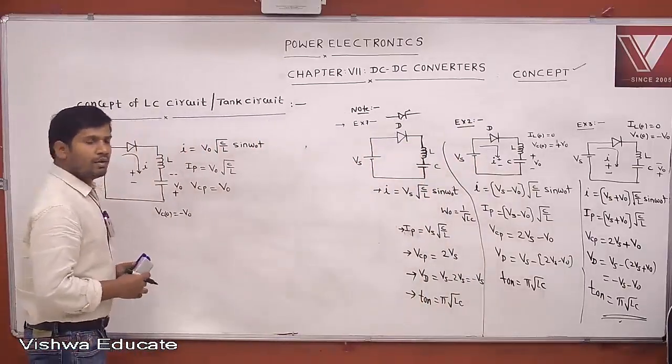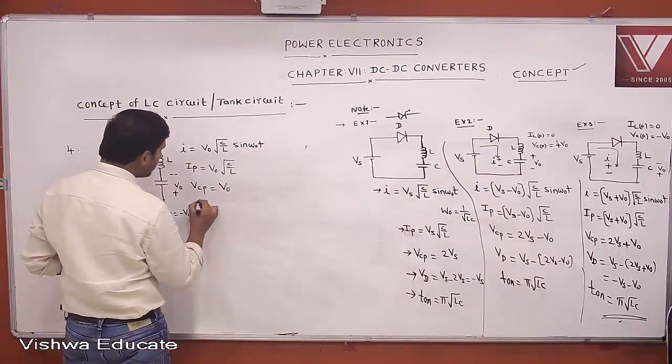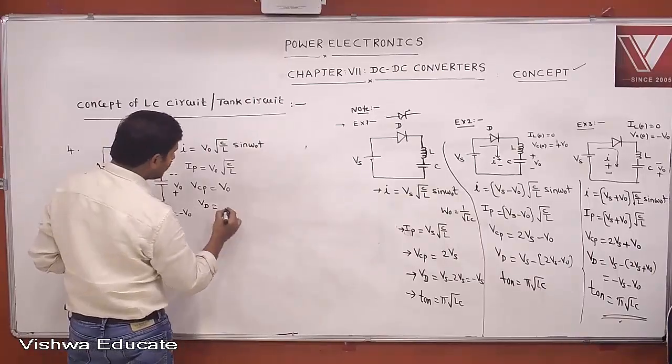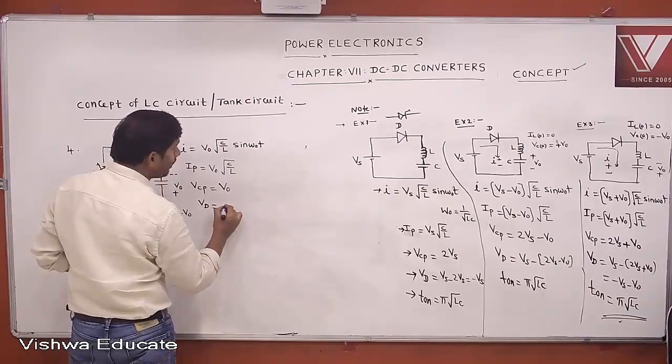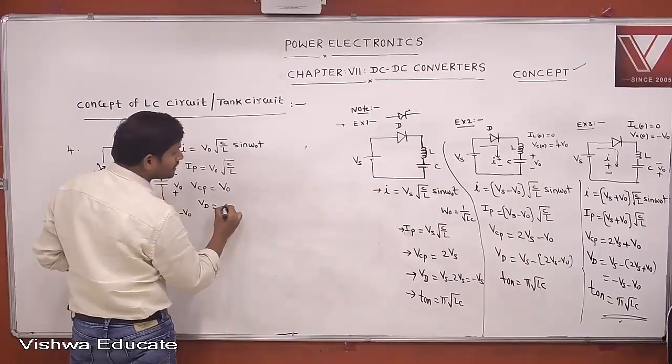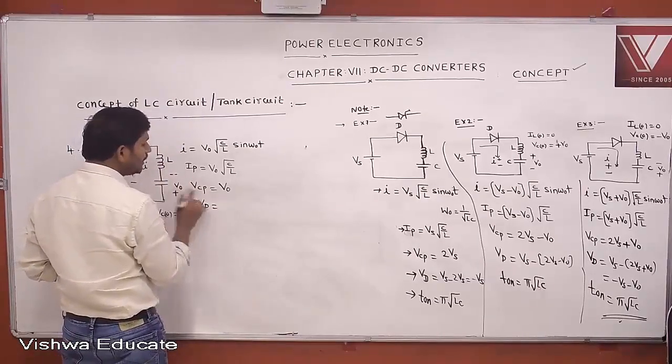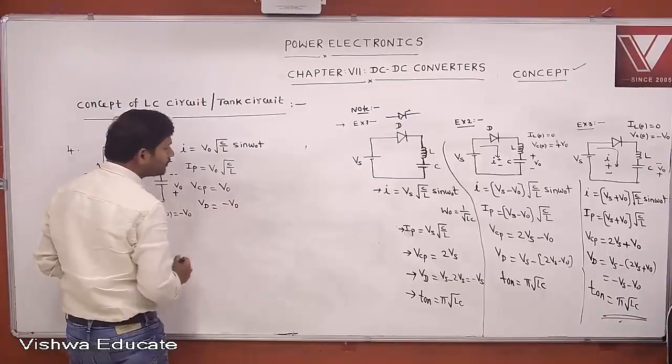Next, what is the voltage across the diode? The voltage across the diode equals how much? You substitute Vs as 0, then we get the voltage across the diode as Vs minus V naught. This voltage across the diode is nothing but minus V naught only.